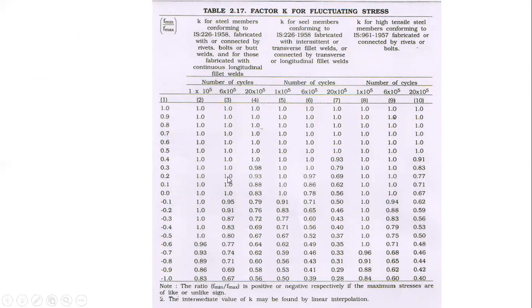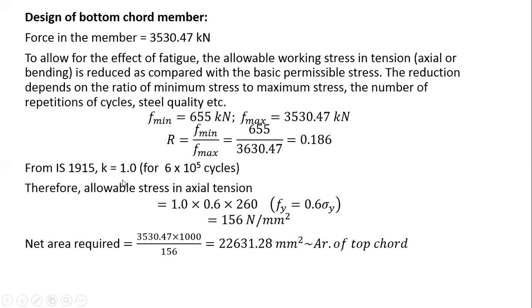So this K value comes out to be how much? It is 1.0. Okay, so this value K is 1.0. Therefore, allowable stress in axial tension is how much? This is my formula for allowable stress in axial tension, 0.6 sigma y. So K factor is 1.0, sigma y is 260. So this is 156. Okay. So there is no reduction of stress in the permissible stress, because this K is 1.0.